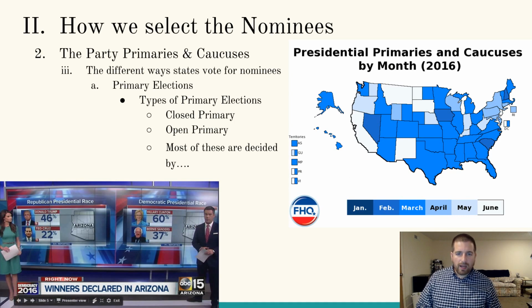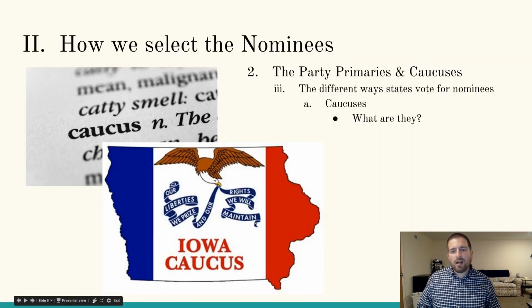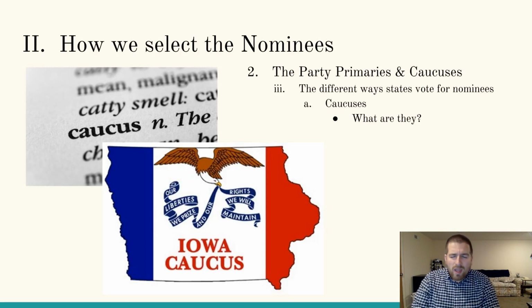So those are primaries. The other type of election we can use to choose a nominee is through something called a caucus. Now, these are really rare. They're not used much anymore. The majority of states use a primary, either open or closed. However, some states still hold to the caucus way of choosing their nominees or throwing their support behind a specific nominee.